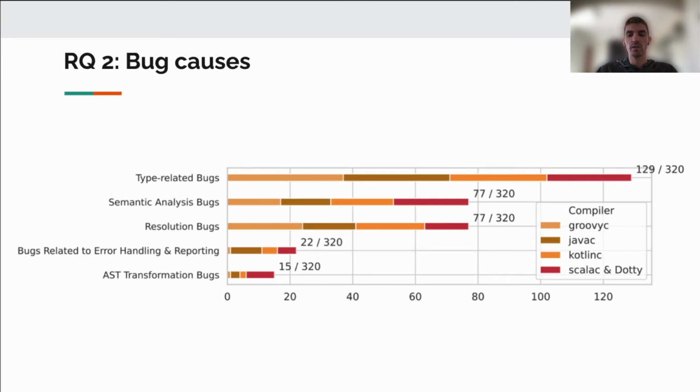We observe that the type-related bugs, resolution bugs, and semantic analysis bugs are almost uniformly distributed across studied compilers. On the other hand, bugs related to error handling and reporting are most common in the Java compiler. We also noticed that AST transformation bugs are particularly common in the Scala compiler. We attribute this to the fact that Scala is a powerful language, meaning that individual features are often combined together to establish new features and use cases.